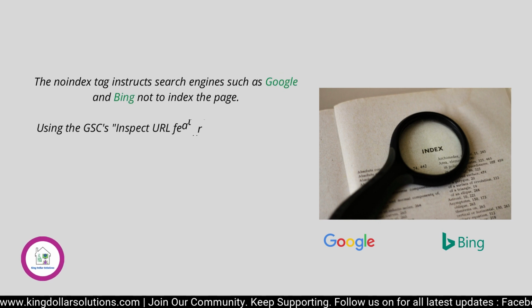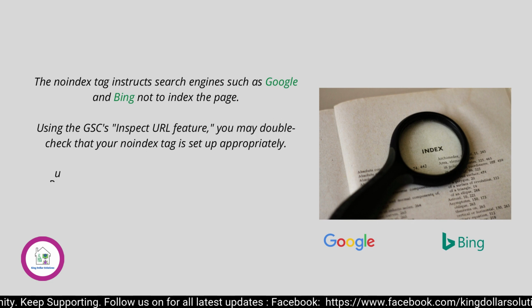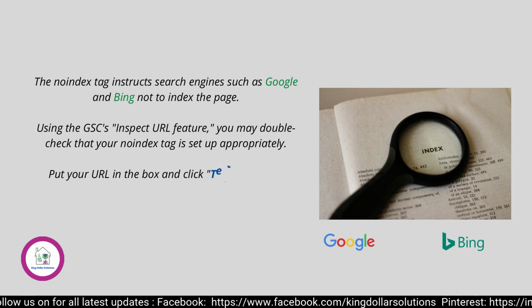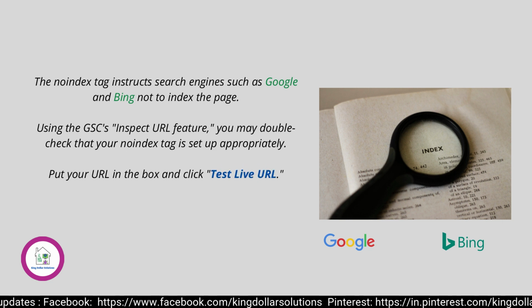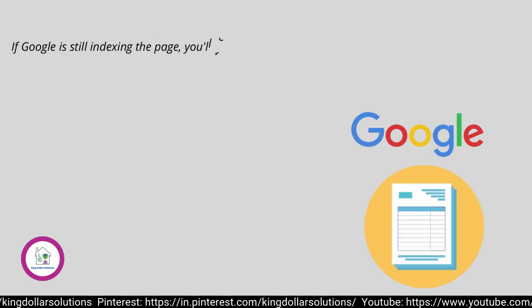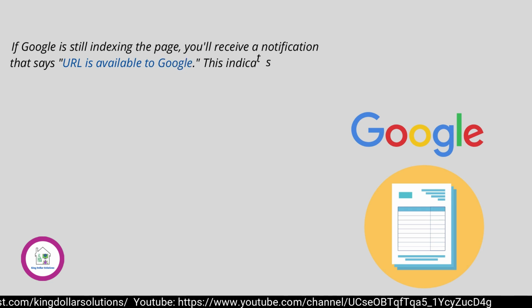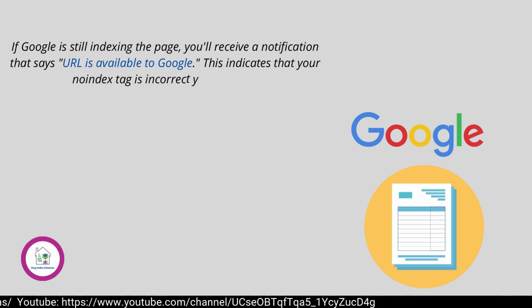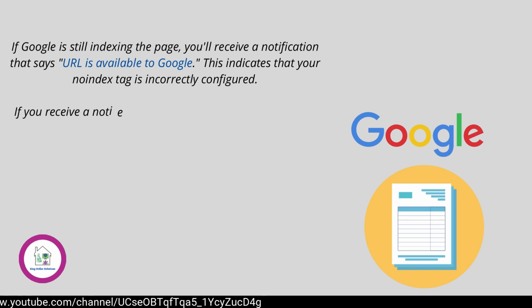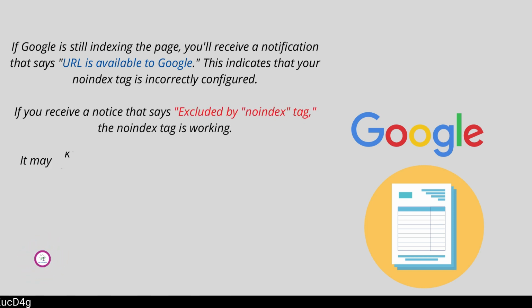Using the GSC's Inspect URL feature, you may double-check that your noindex tag is set up appropriately. Put your URL in the box and click Test Live URL. If Google is still indexing the page, you'll receive a notification that says "URL is available to Google." This indicates that your noindex tag is incorrectly configured. If you receive a notice that says "Excluded by noindex tag," the noindex tag is working.